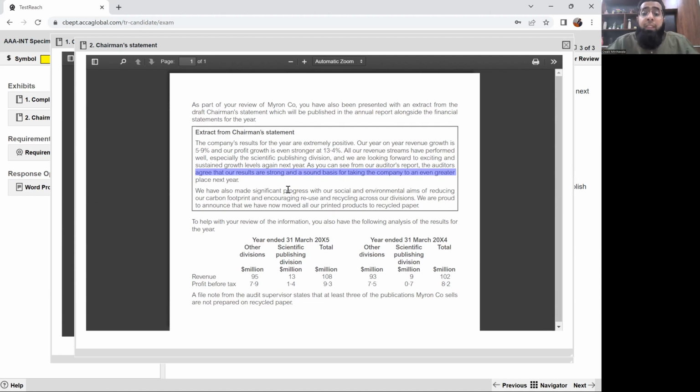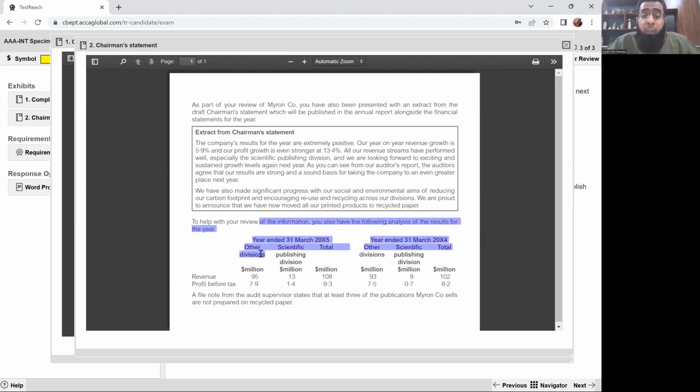We have also made significant progress with our social and environmental aims of reducing our carbon footprint and encouraging to reuse and recycle across our divisions. We are proud to announce that we have now moved all our printed products to recycled paper. So this is also one of the claims made in the chairman's statement. We need to verify whether it is true or not.